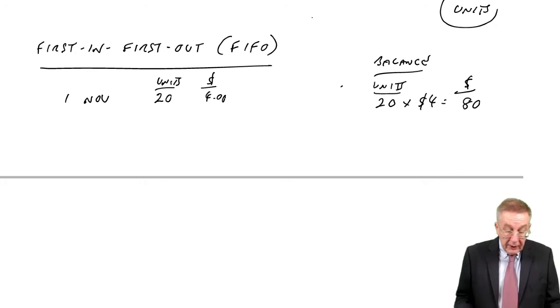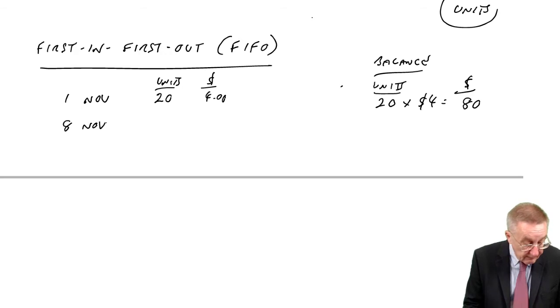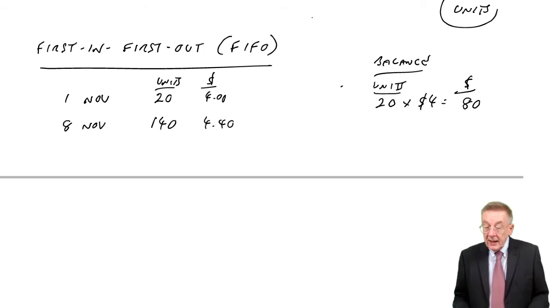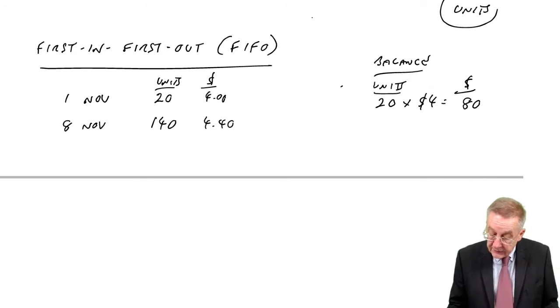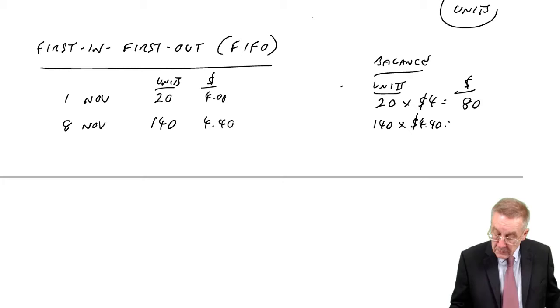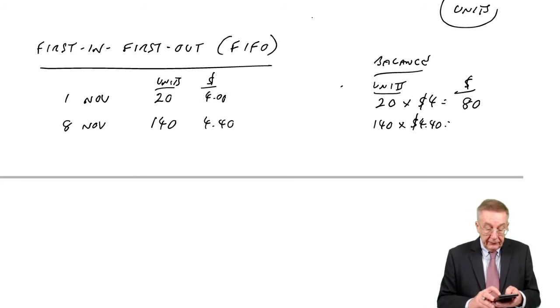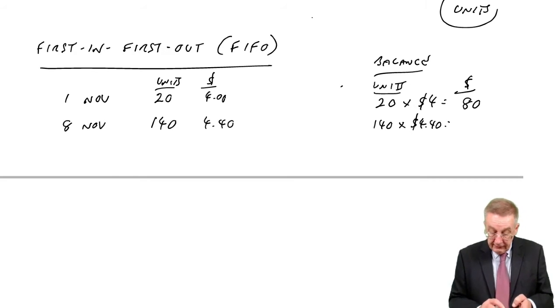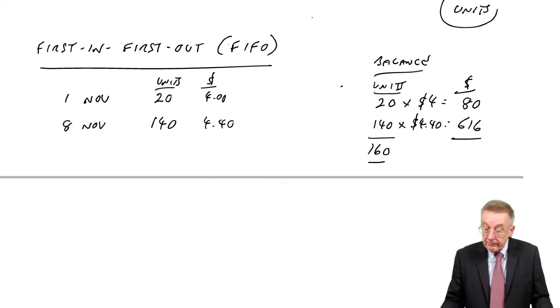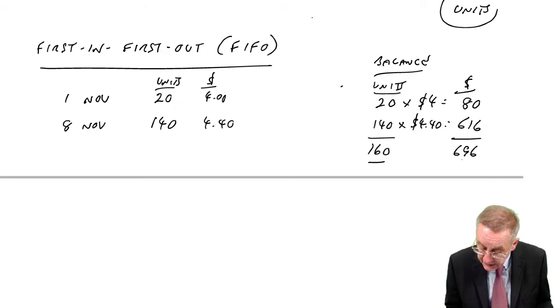What happens then? We receive some on the 8th of November. We receive 140 and they cost $4.40. And so what's happened to our balance? We've still got those 20. In addition, 140 times $4.40, sorry, 140 at $4.40 is 616. So at that stage, with 160 units in inventory, and if this was the end of the period, no question, they'd be valued at 696.